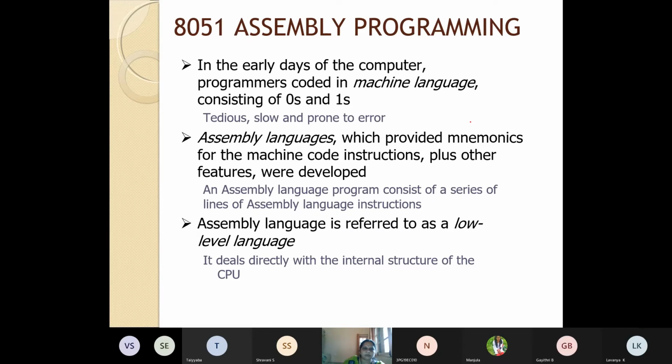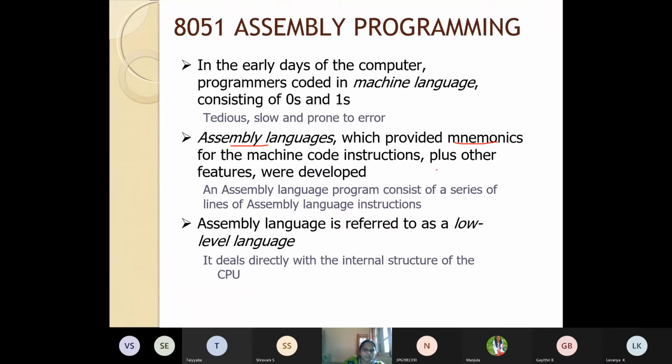People will not remember the patterns of zeros and ones. For add, you should remember some bit pattern, and for subtract, you should remember some bit pattern. That made the programming job difficult. So the next era is assembly language programming, where we use mnemonics, which are nothing but simple instructions.